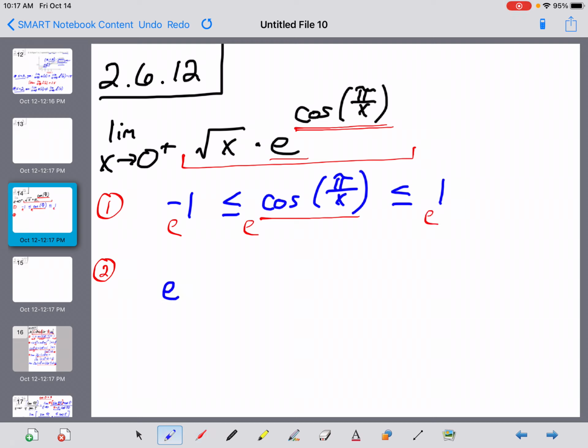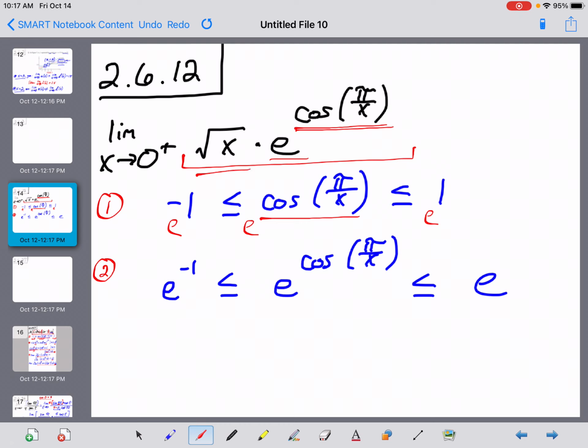We now have e to the negative first, and we could rewrite that as 1 over e, should be less than or equal to e to the power now of the cosine of pi over x, and that in turn has to be less than or equal to e to the first power, which is just e. Okay, so that was step one of part 2 right here, but we also now have to multiply everything by the square root of x. So that's got to get multiplied here and here, and we'll put it here as well.